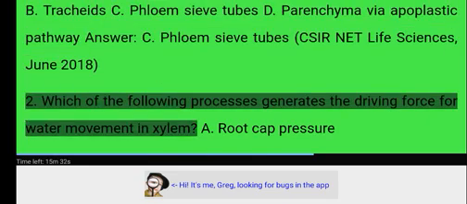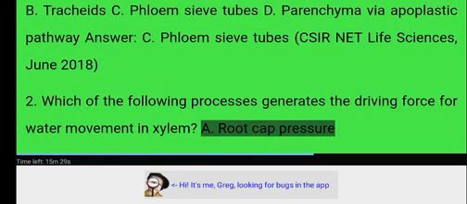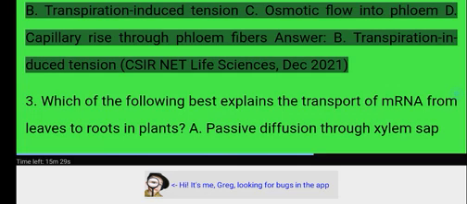2. Which of the following processes generates the driving force for water movement in xylem? A. Root cap pressure, B. Transpiration-induced tension, C. Osmotic flow into phloem, D. Capillary rise through phloem fibers. Answer: B, transpiration-induced tension. CSIR NET Life Sciences.